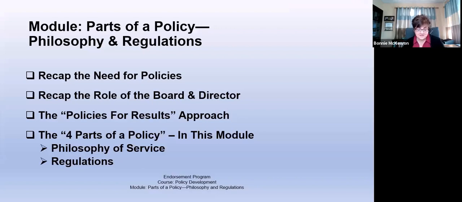In the first policy module, we looked at the need for libraries to develop policies, along with the role that library boards and directors play in that process. In this module, I'll recap those points and then introduce Policies for Results, a book from the Public Library Association.